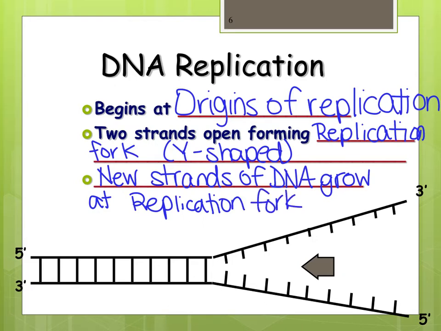So if you look here, this is our replication fork. The whole thing looks like a Y. It kind of looks like a zipper opening. If you've ever watched a zipper on your coat go up and down, you see how the little teeth fit together and it goes down, it can make a Y. It looks very similar to a zipper.